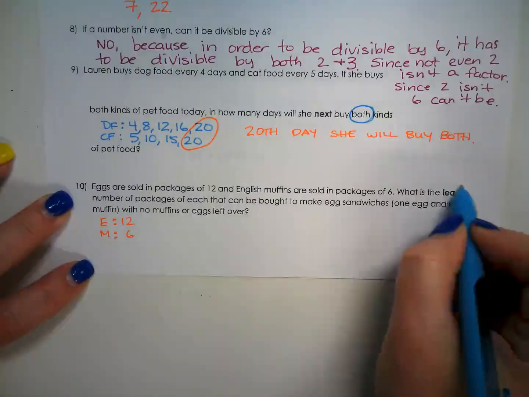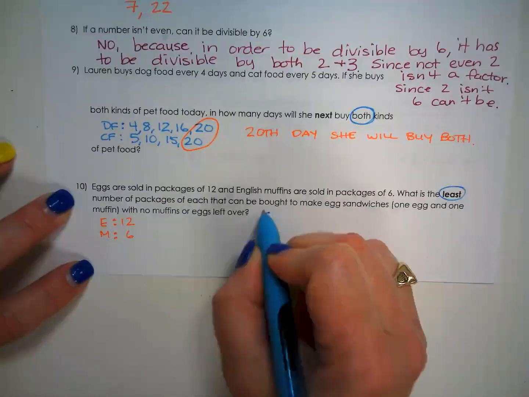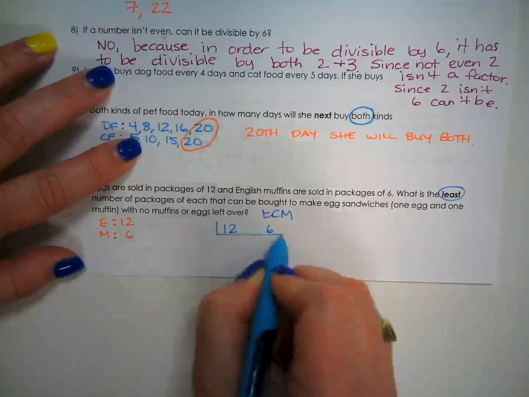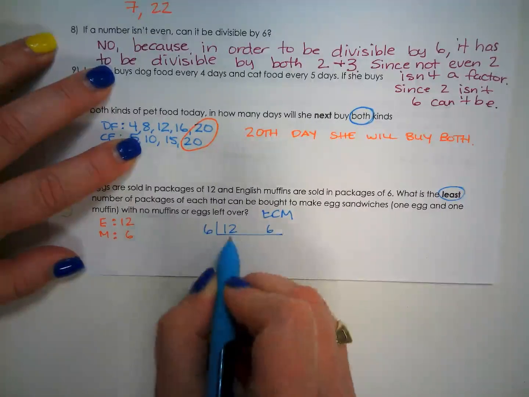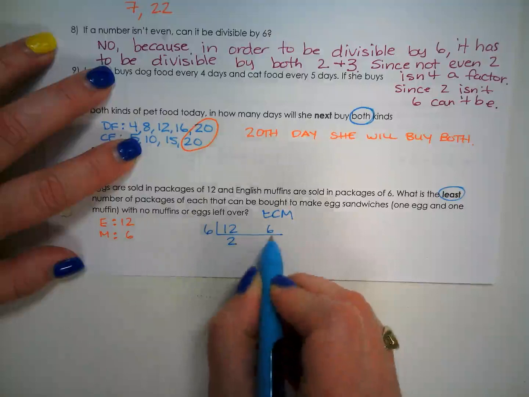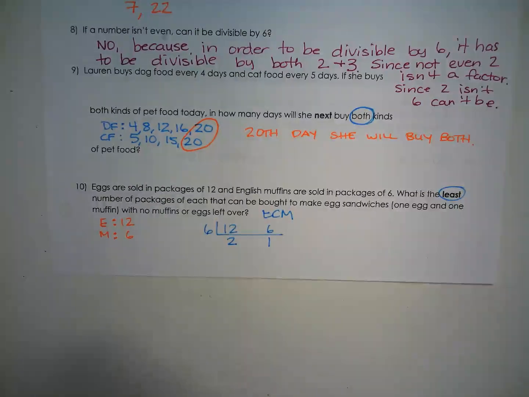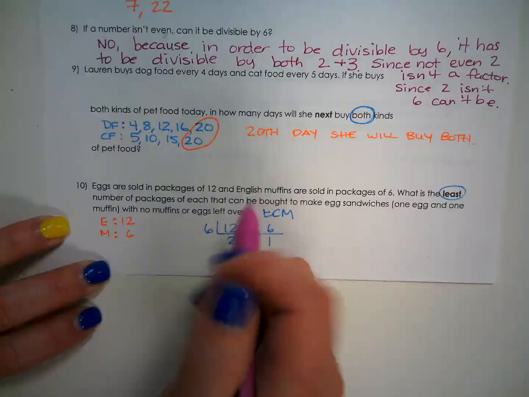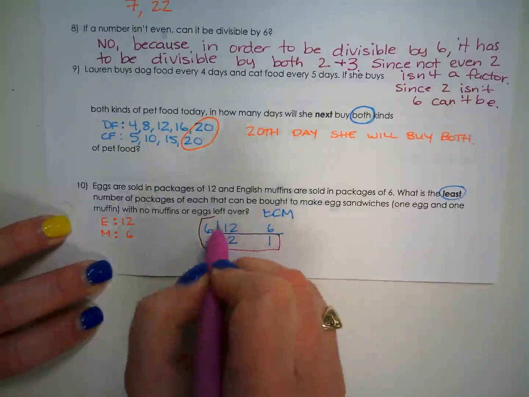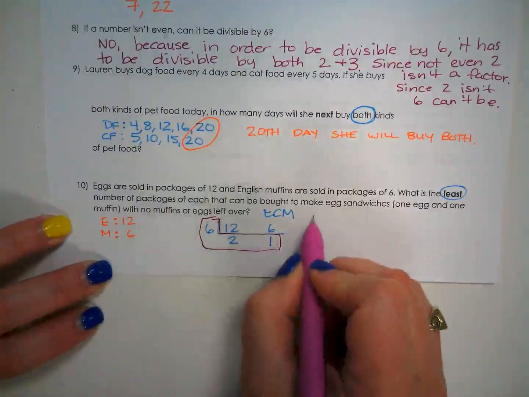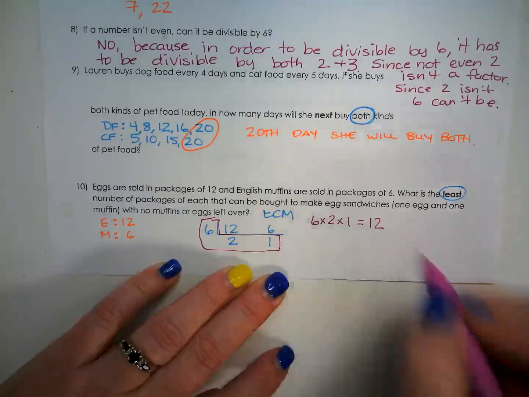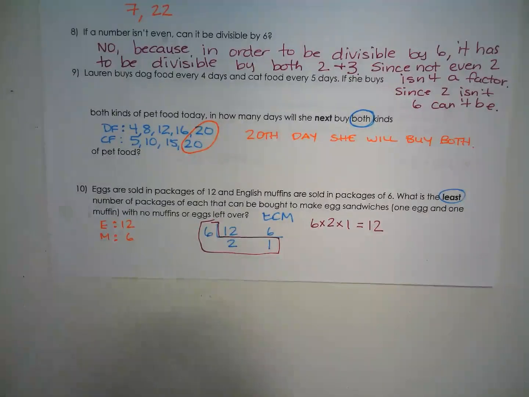So since we're looking for the least, we know we're looking for an LCM, okay? So we take 12 and 6 and put it on a sled. 6 happens to go into both of them. 6 goes into 12 twice and into 6 once, okay? Now, since 2 and 1 don't share any common factors other than 1, we know we've done the division portion. And LCM is all of them. Remember, it makes an L. So 6 times 2 times 1. That's 12. Now, that's how many sandwiches we can make, okay?